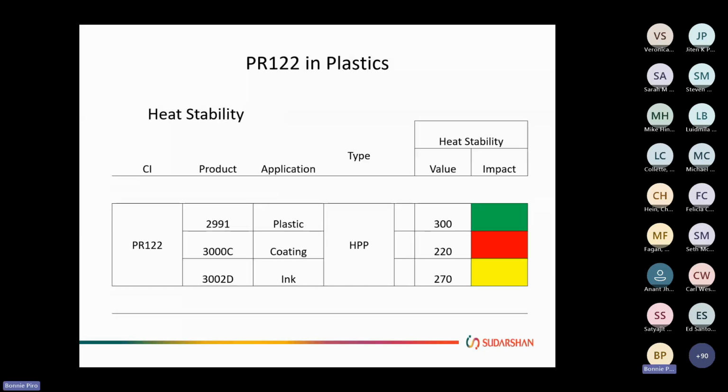Heat stability, as I mentioned with the Violet 19, is generally directed by the chemistry. But in this particular case, there's more impact by the finishing choices, as you can see here with this data. So the choices of finishing do impact the resulting heat stability in a plastics formulation.